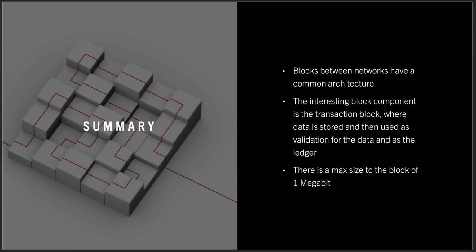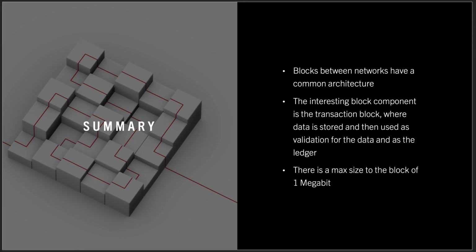Again, that max block size of 1 megabit. If you could increase that max block size, you can put more transactions in there and just generate more rent off of your system, which is good when you're doing proof of work or anything else along that line. So blocks between networks have a common architecture, right? They all have that same header, but then they do have some interesting things that belong to each individually. So things like for Ethereum, gas and other stuff, Bitcoin, something different, right?